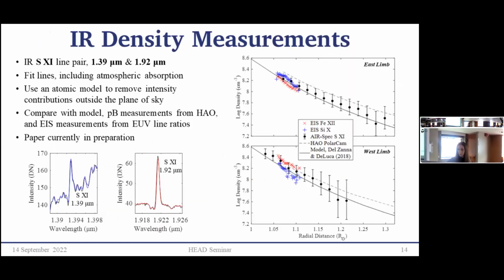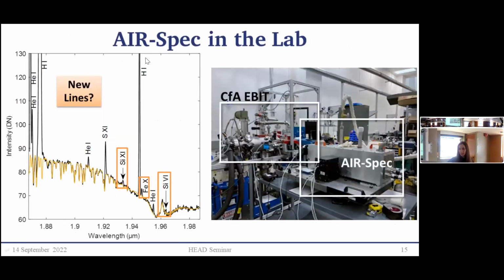We also got some density measurements. We had a density sensitive line pair, and so for the first time, we got density measurements using the sulfur 11 IR line pair. It's a little bit tricky to do this in the infrared, because you have a lot more emission outside the plane of the sky than you do in the extreme ultraviolet, because the lines are partly photoexcited, and there's a lot of photospheric light in the IR to excite them. So it was nice to do a proof of concept that we could actually measure density here.